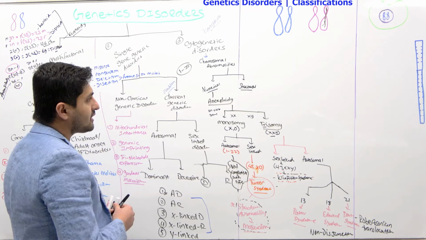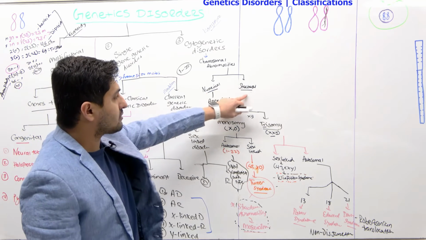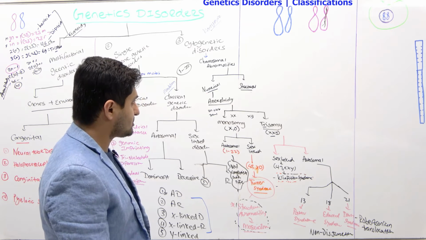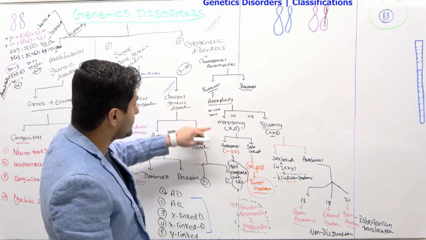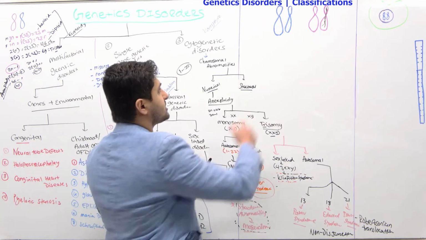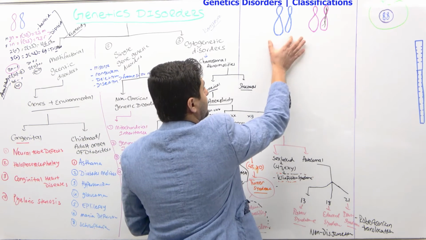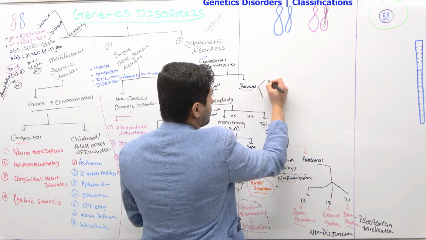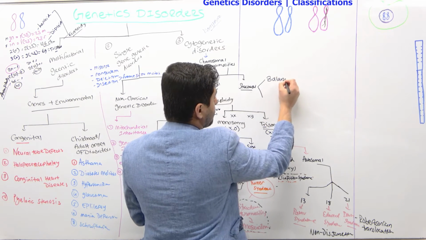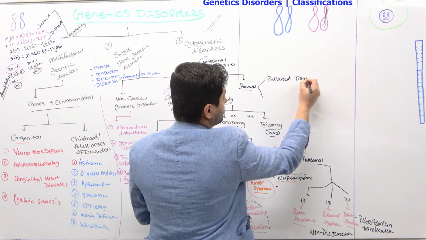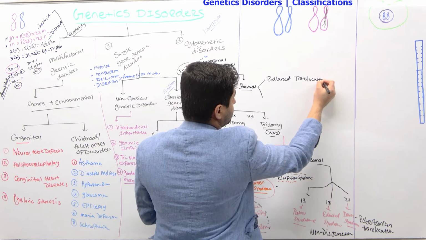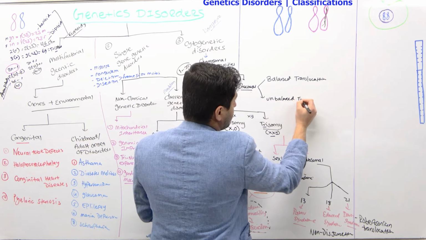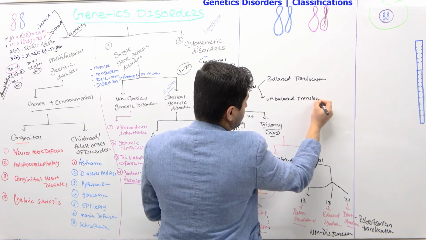Now, let's talk about the structural abnormalities. Whenever we're talking about a structural abnormality, that means there's no problem with the number. Let's just say there's a chromosome here. What happens is sometimes in this structure, let's write down here, balanced translocations can happen, or you can have unbalanced translocations happen.